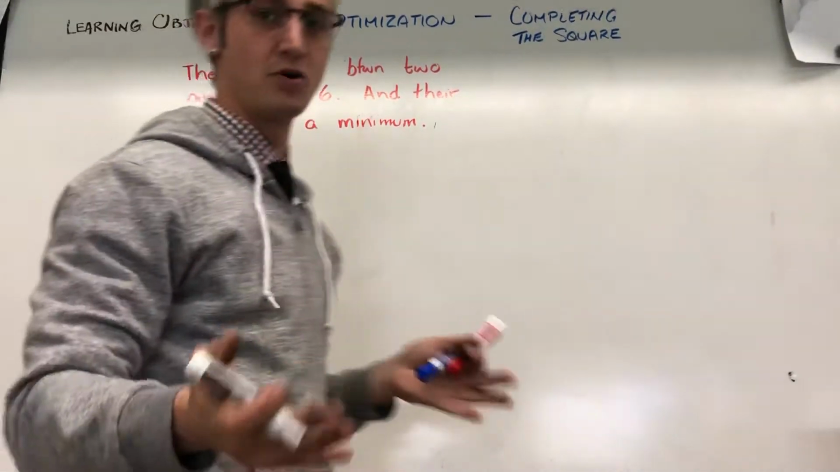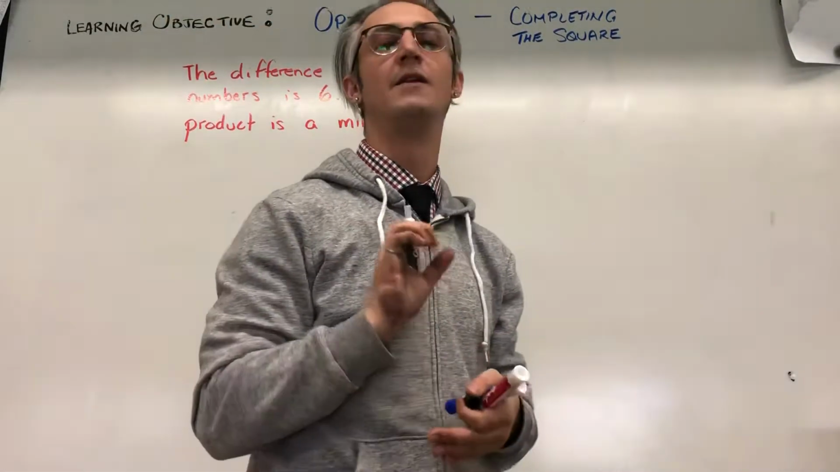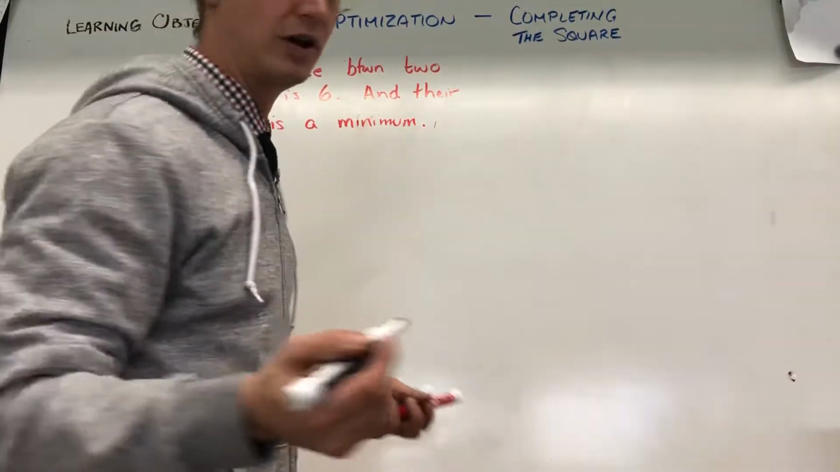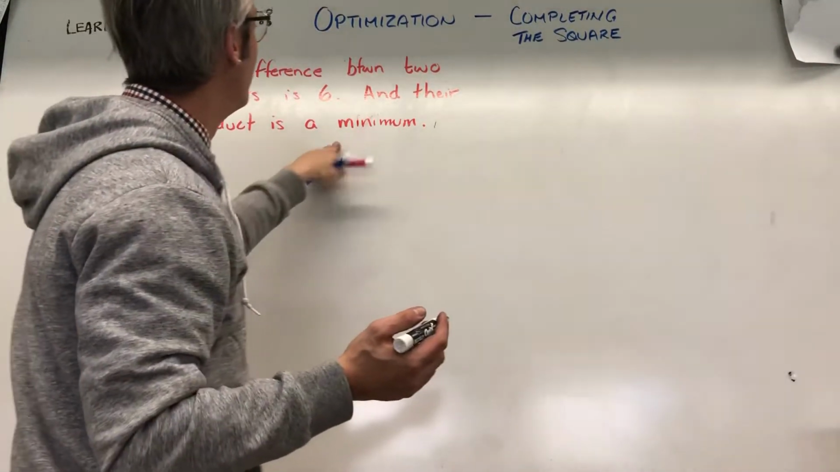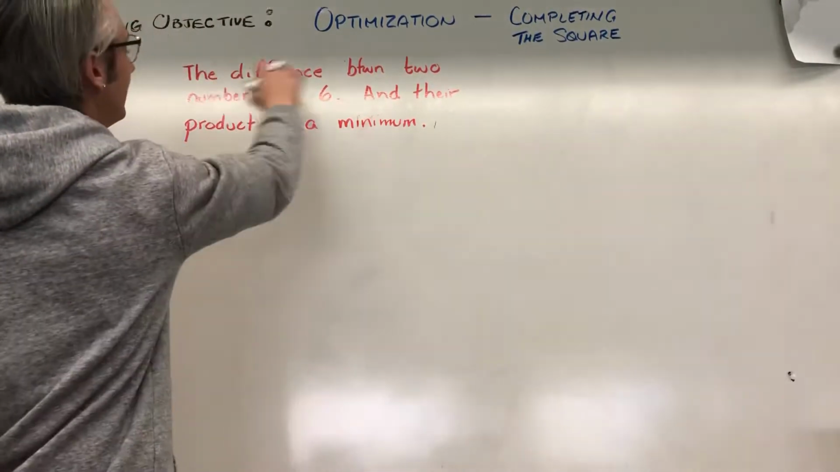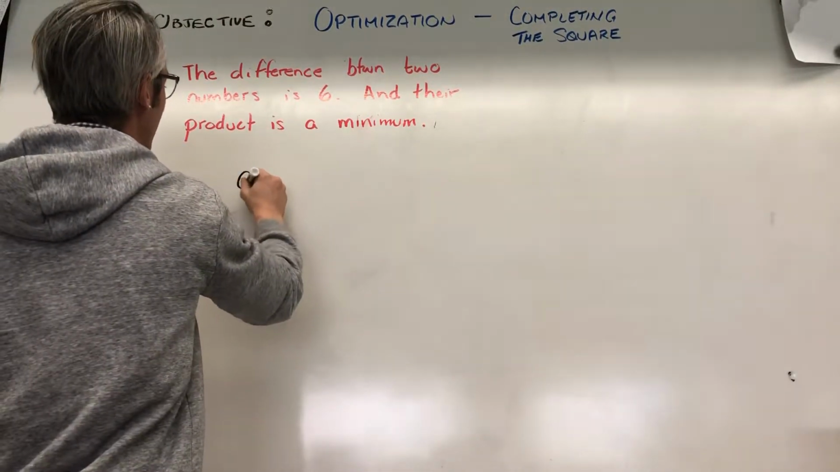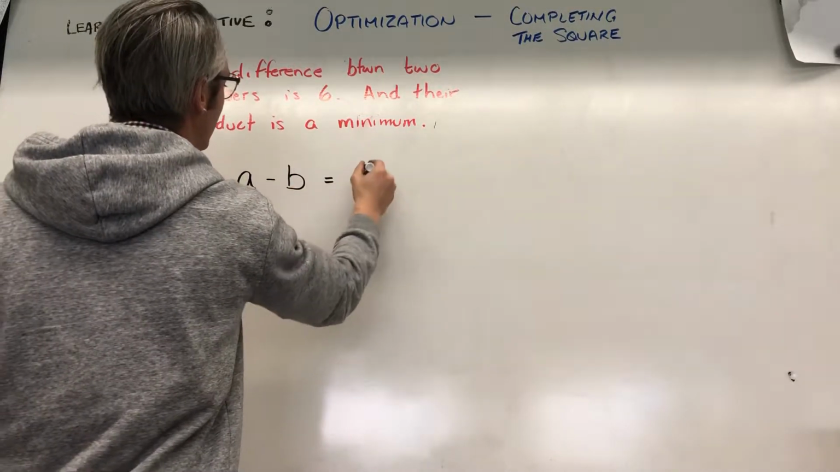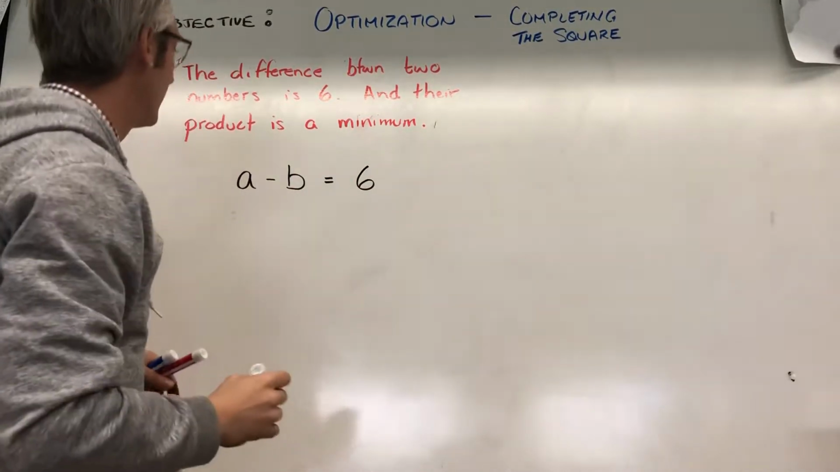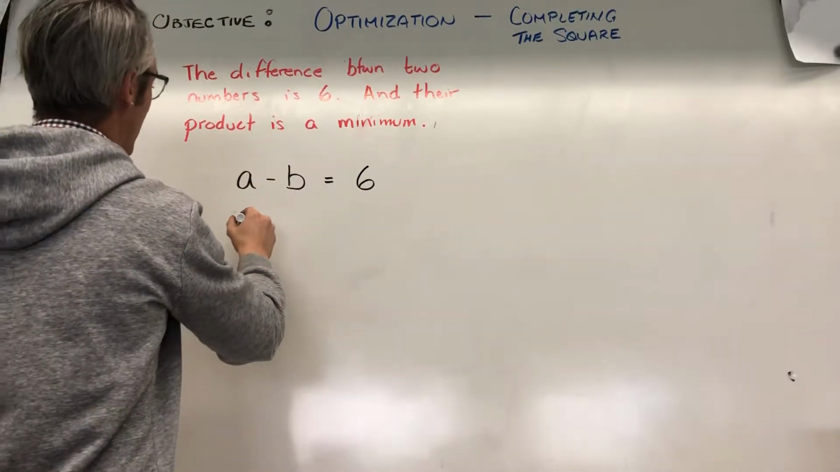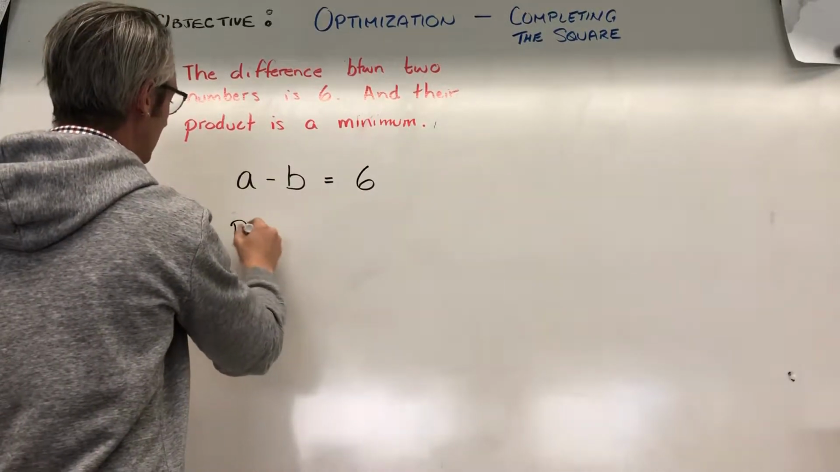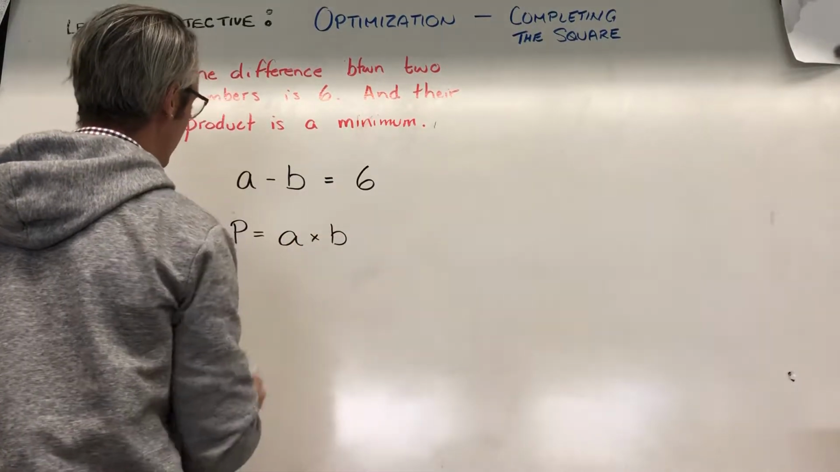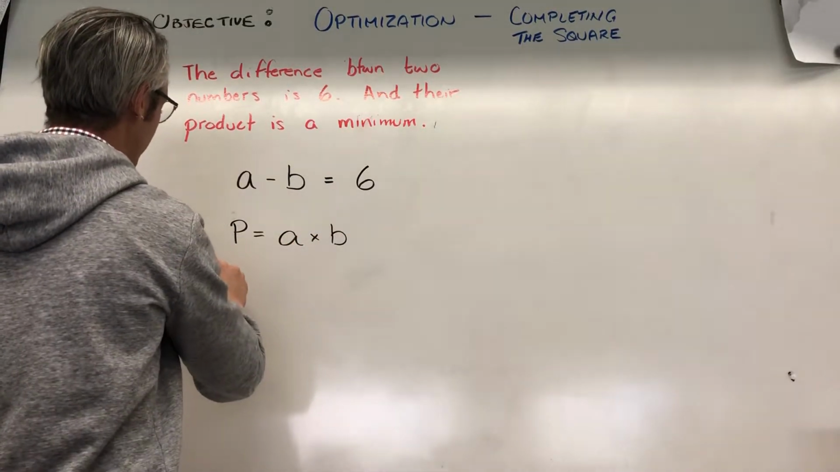So the hardest part of word problems around completing the square is not actually completing the square, it's figuring out the formula, creating the quadratic. In this case, they've given me two pieces of information. First, the difference between two numbers, let's say those numbers are A and B. The difference between those two numbers, A minus B, is 6. And their product, P, is equal to A times B. And we know that the product is a minimum.